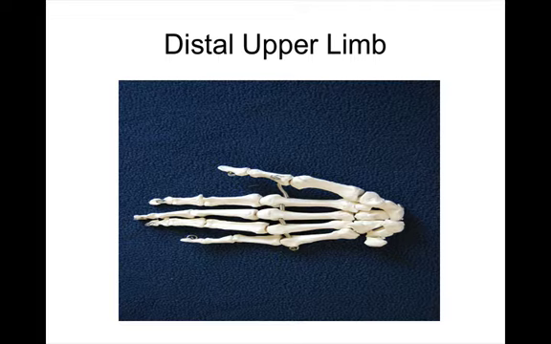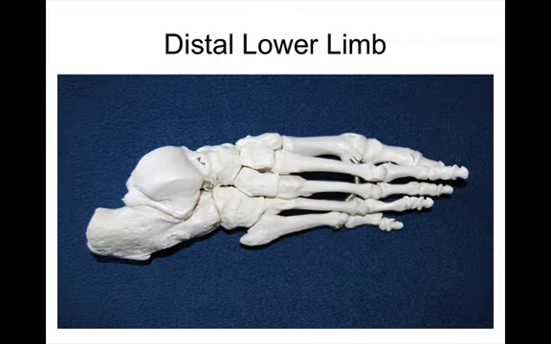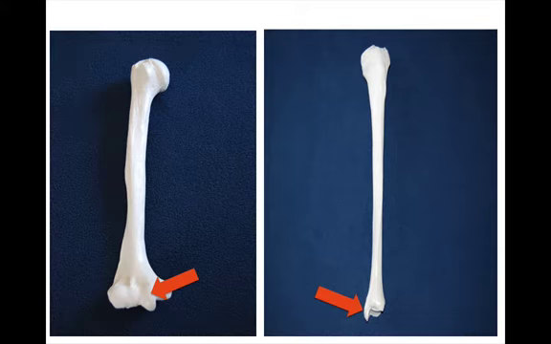So there's a picture of the distal upper limb, and so that's the wrist and the hands. You can see the carpal bones on the right side of the image. Then we have metacarpals and phalanges as we move from right to left. There's the distal lower limb, ankle, foot. So tarsal bones to the left, metatarsals and phalanges as we move from left to right. And so we'll talk about these in more detail as we dive into the different regions of the skeleton.